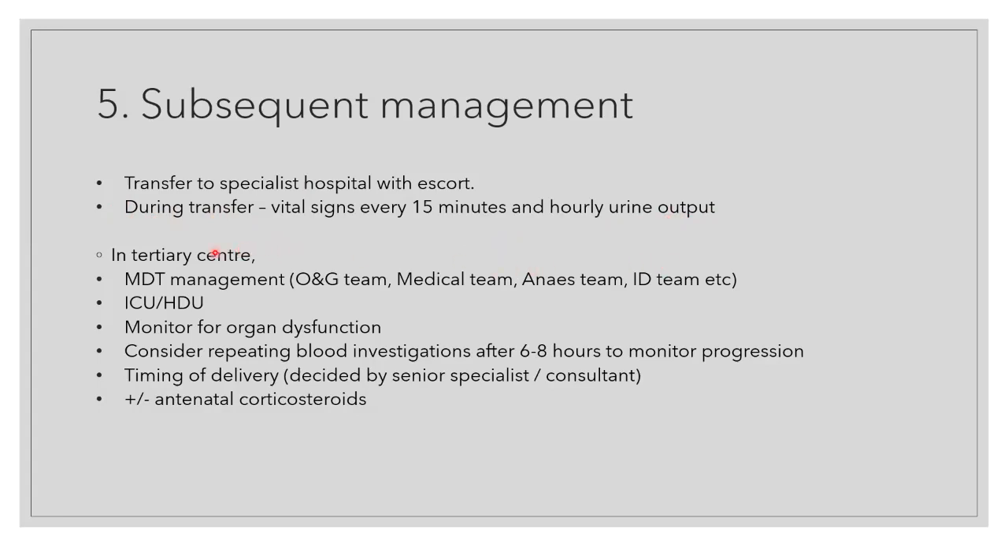So what do you do if you are the receiving end? Then you need to involve the multidisciplinary team, such as O&G team, medical team, anaesthesia, ID, and etc. that is indicated. The patient might need to go to ICU or HDU. You also need to monitor the organ dysfunction. So how do you monitor organ dysfunction? Basically, most of the time we look into the blood. So you need to repeat liver function, renal function, maybe 6 to 12 hourly or even daily. And then you also want to monitor other things such as urine output to look at whether the patient has renal impairment or not.